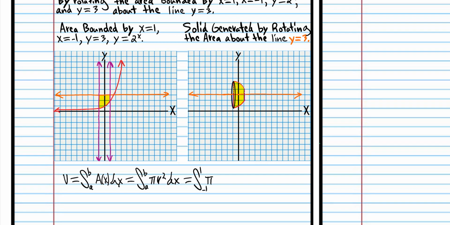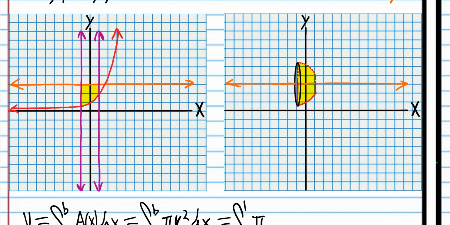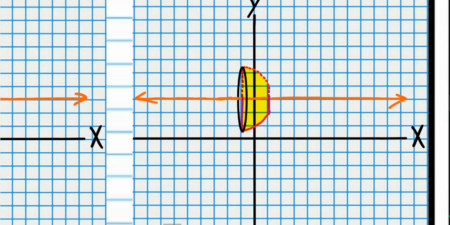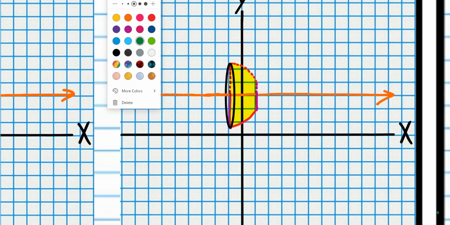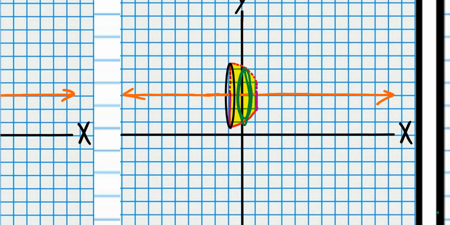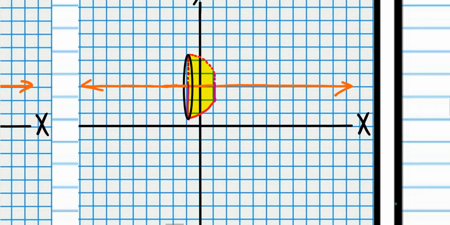So let's think about this. What is the cross section? Well, it's a circle like this green circle here. And we're going to have a bunch of those cross sections. And so what is the radius of each circle? The radius is the distance from here to here, that green length. But what is that? Well, obviously the green length is going to change based on where you are, but what exactly is that green length?